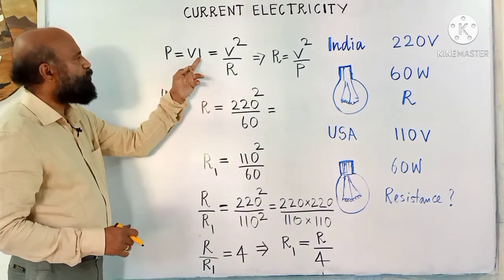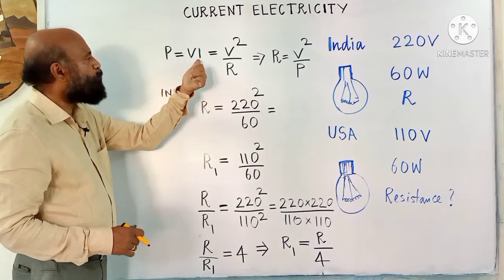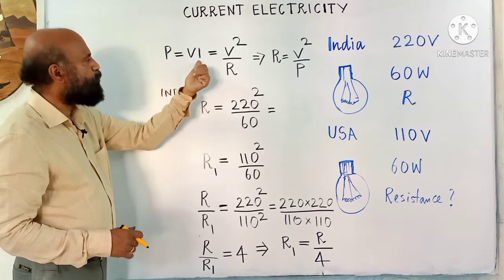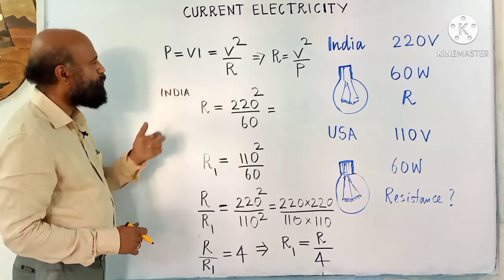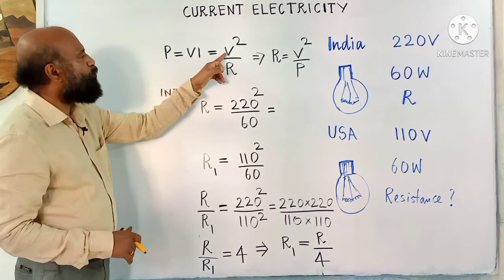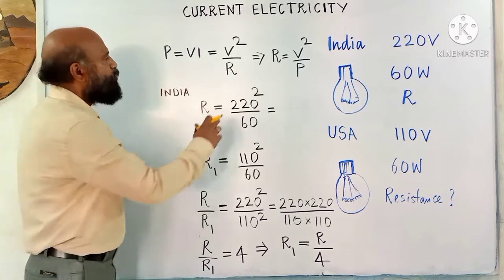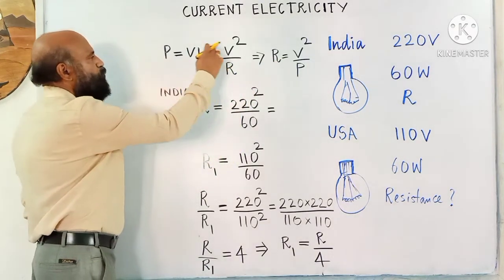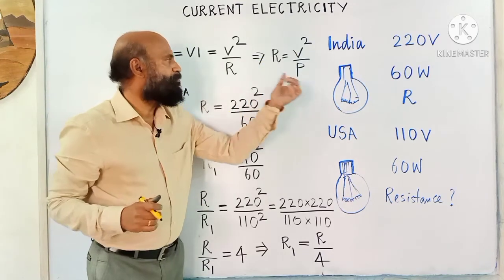Power is voltage into current. Using Ohm's law, we can replace this I. As per Ohm's law, V is equal to IR. So for this I, you can write V by R. So P is equal to V square by R. So then we can get an expression for resistance. Resistance is equal to V square by P.